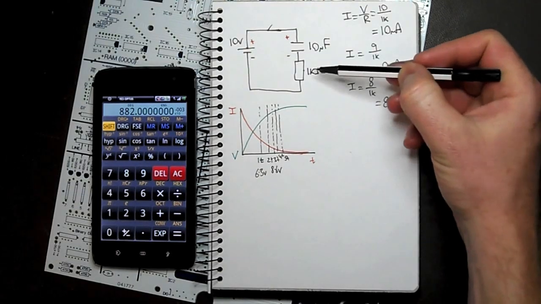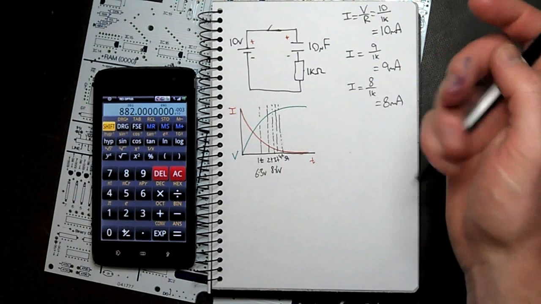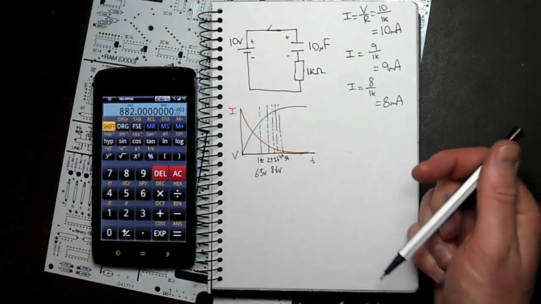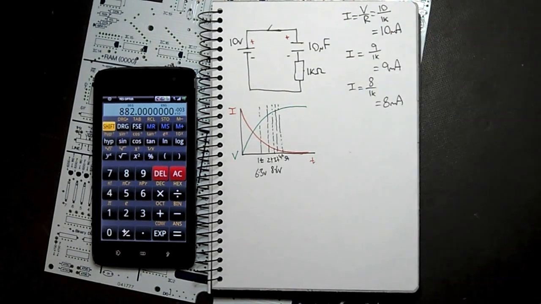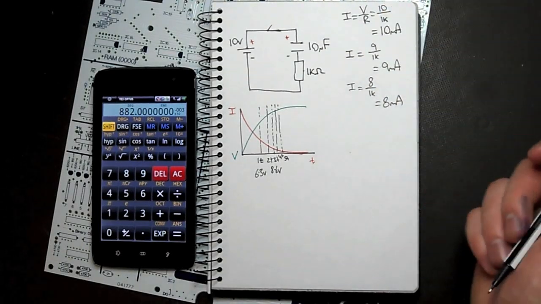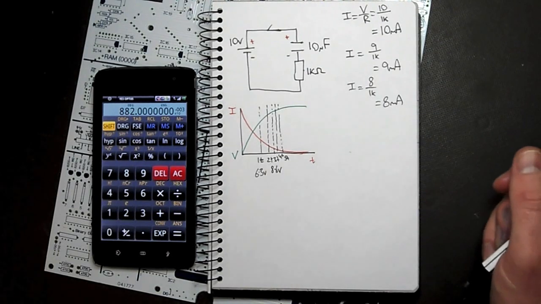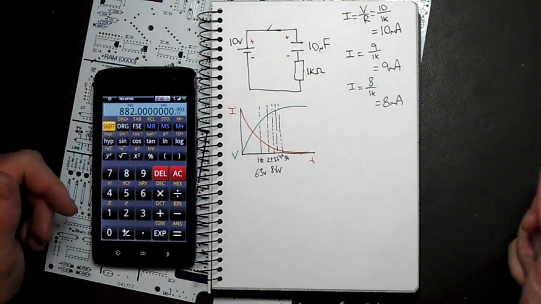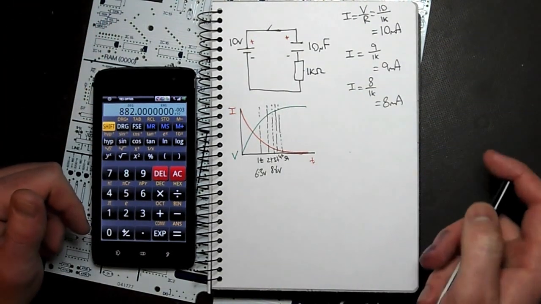Again, if we increase the resistor value, then we decrease the current. If there's less current, it's going to take longer to charge this guy up. If we make this a larger value of capacitance, again it's going to take longer because we've actually got more capacitance there, we've got more that we need to charge.